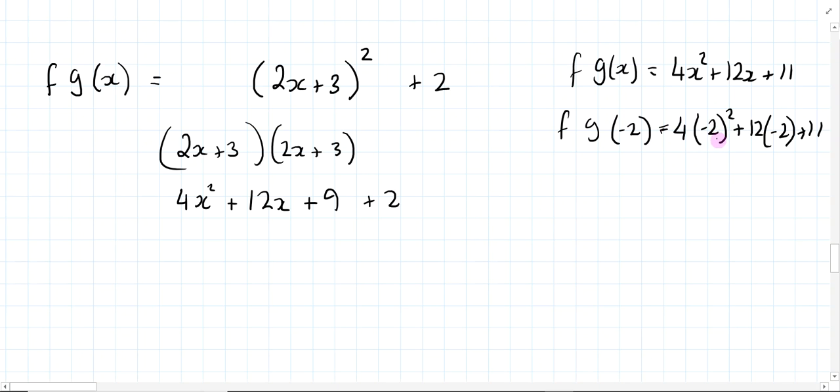4 times 4 is 16. Minus 24 plus 11. I'm actually going to do 16 plus 11 is 27. Minus 24 gives 3. Do we agree? Yeah. Over to you then.